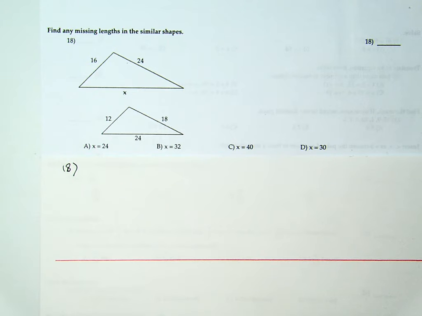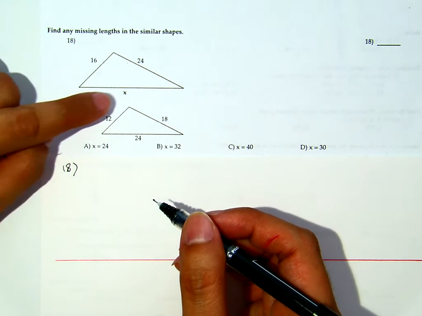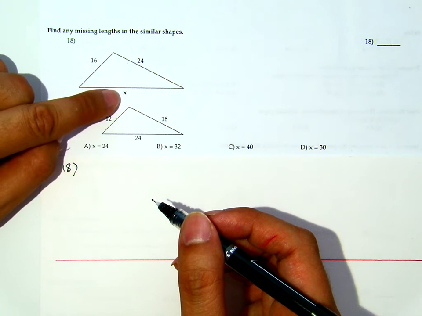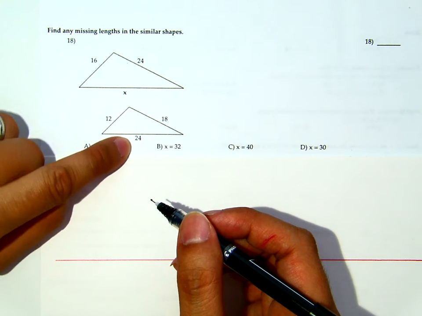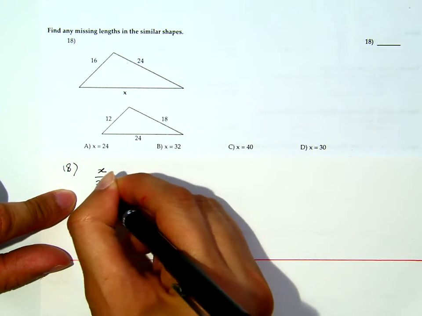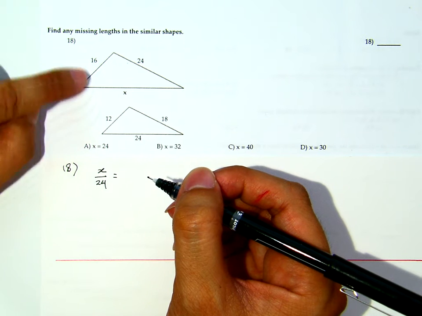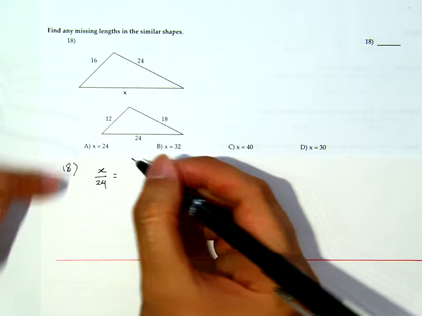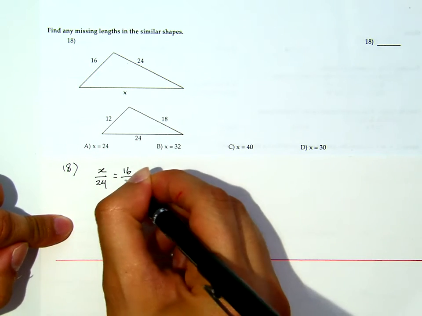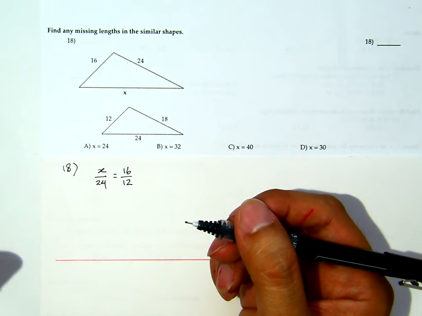x. Now, for example, in this situation, I can set it up this way. Let's take that x first. X corresponds to that 24, right? So x over 24 will be equal to the corresponding sides in the other triangle, maybe 16 over 12 in this case. Now that's the proportion.